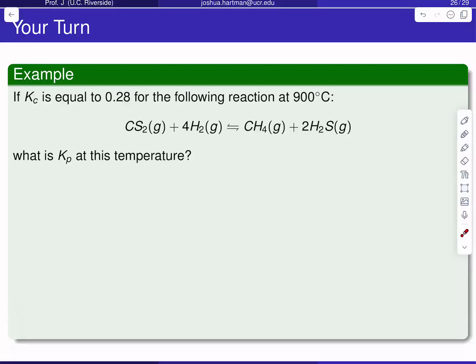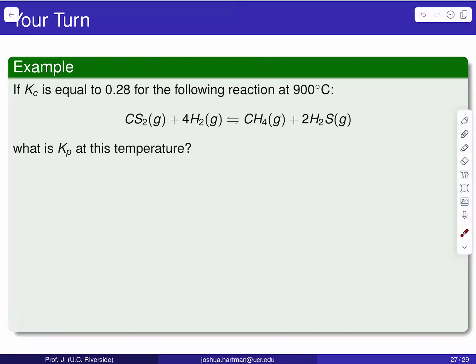So what I'd like you to do now, and I'll leave it as an exercise, is solve a problem such as this. If I give you Kc, right, I tell you Kc for some reaction, in this case it's 0.28, and I tell you the temperature at which we are measuring this equilibrium constant, I want you to be able to calculate what Kp would be at this temperature, right? So of course the steps involved in this process will be first deriving that relationship, as we did in the previous example, between Kp and Kc, and then using that relationship and the given temperature to solve for Kp explicitly. All right, so go ahead and do that one as homework.